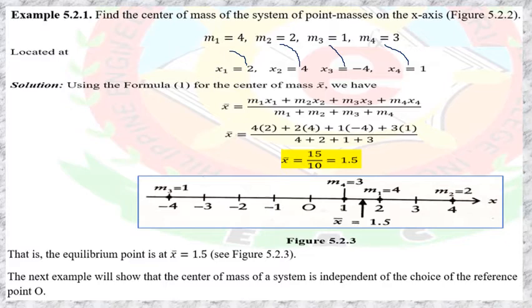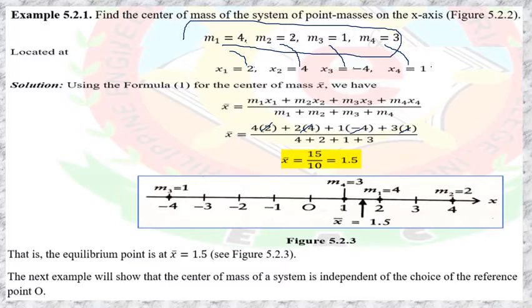So, ang m sub 1 natin class is 4. Ang x sub 1 is 2. So, 4 times 2, ito siya. 2 times 4 is ito siya. 1 times negative 4 is ito sa third term. And then 3 times 1 is ito siya. And then, sa denominator natin is yung sum ng masses natin. We have 4 plus 2 plus 1 plus 3. Or this is equal to 1.5.